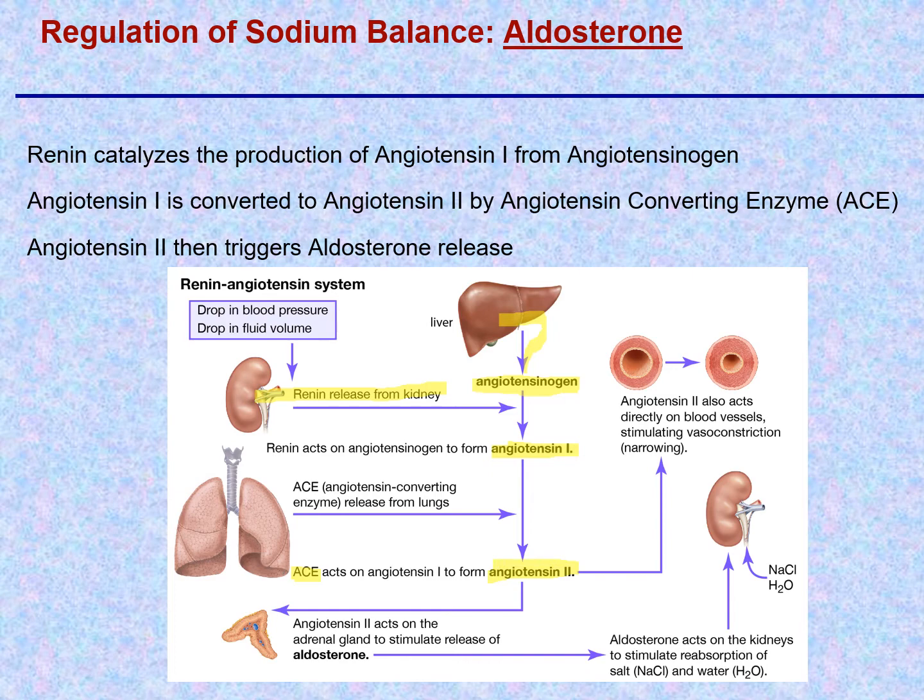Angiotensin 2 will act in the following ways. It acts as a general systemic vasoconstrictor. It will stimulate vasoconstriction in the systemic circulation, thereby raising blood pressure. It will also act to stimulate aldosterone release from the adrenal cortex. And the aldosterone, of course, acts on the kidneys to stimulate reabsorption of sodium and water.